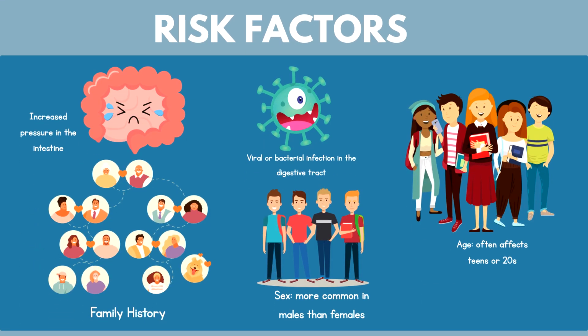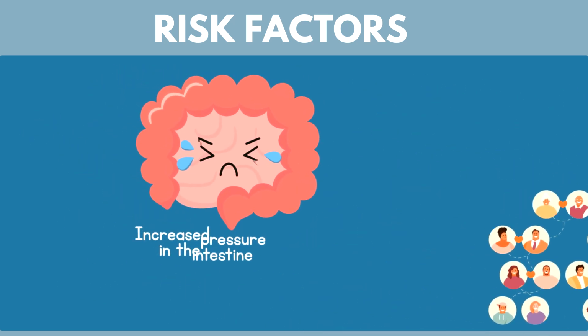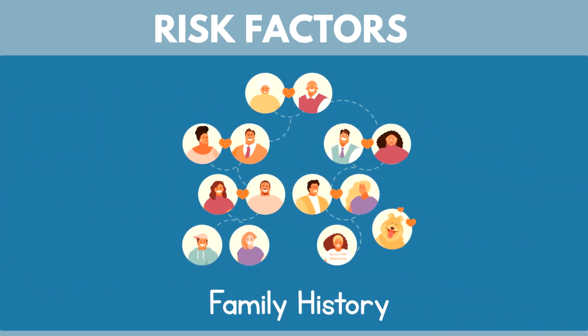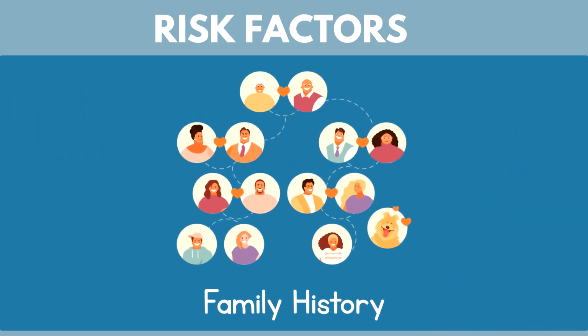Moving on to the risk factors, or factors that increase risk or susceptibility to this condition. We first have increased pressure in the intestine. This includes holding your poop for long periods of time, which puts pressure on your intestines. We then have family history. Some appendicitis cases are a product of genetics, passed on from one generation to another.